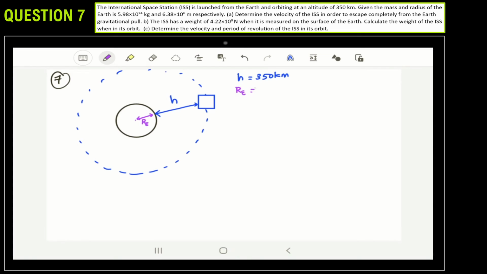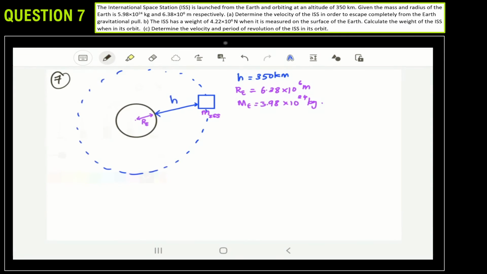Where RE is equal to 6.38 times 10 power of 6 meter, and the mass of the Earth is given as 5.98 times 10 power of 24 kg. Okay, so the mass of the ISS is not given, so we don't know what the mass of the ISS is. Okay, so let's answer the first question.